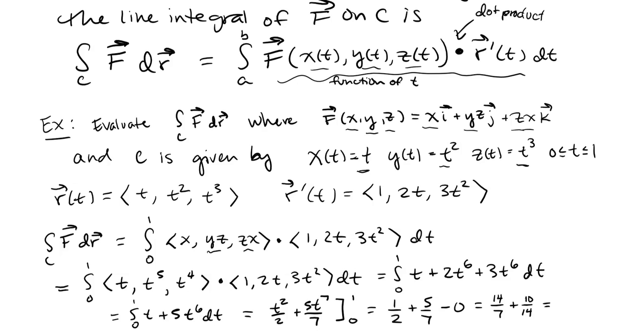Let's do the first one again. 1/2 would be 7 over 14. There we go. And 5 over 7 would be 10 over 14. So then 7 plus 10 is going to be 17 over 14 for our final evaluation of that line integral.